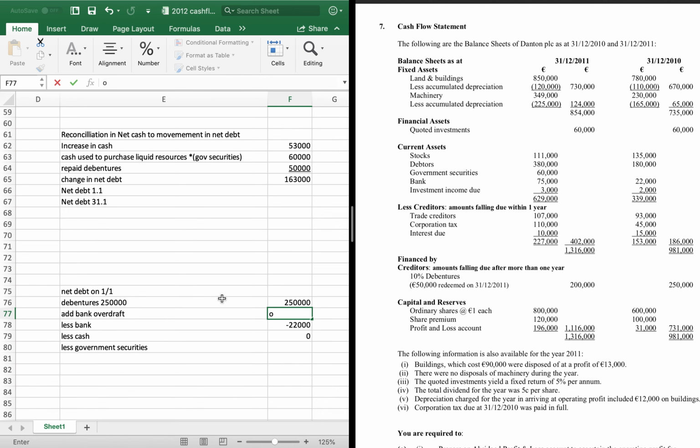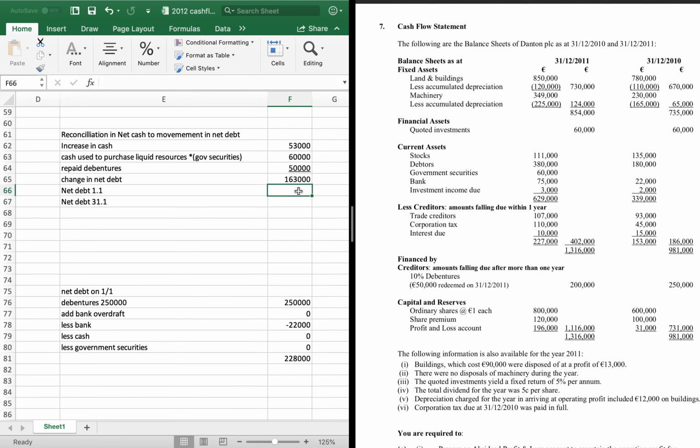So debentures plus bank overdraft would be the debt that we have, and then you take away the money that's owed to us, which is the money we have in our bank, and any cash we have, and any government securities. So in this case, all three of those are 0. So our net debt position is 228. Okay.